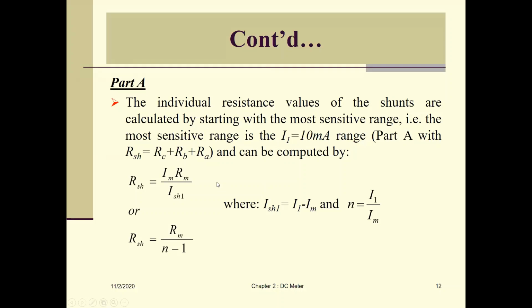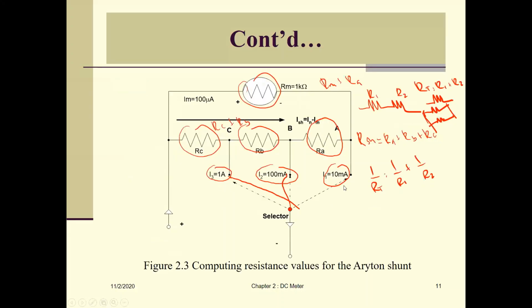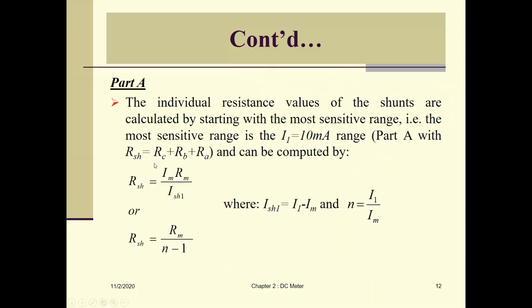This is part 1 that I mentioned to you. Here the shunt resistor RS will be RA plus RB plus RC. That's why I got it like this. Then you have to calculate the shunt resistor. You can use this formula or this one. That is for part 1.